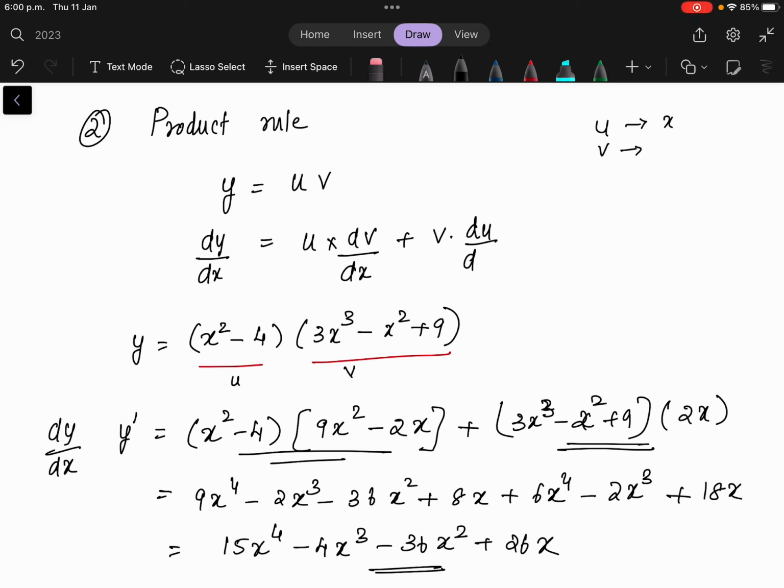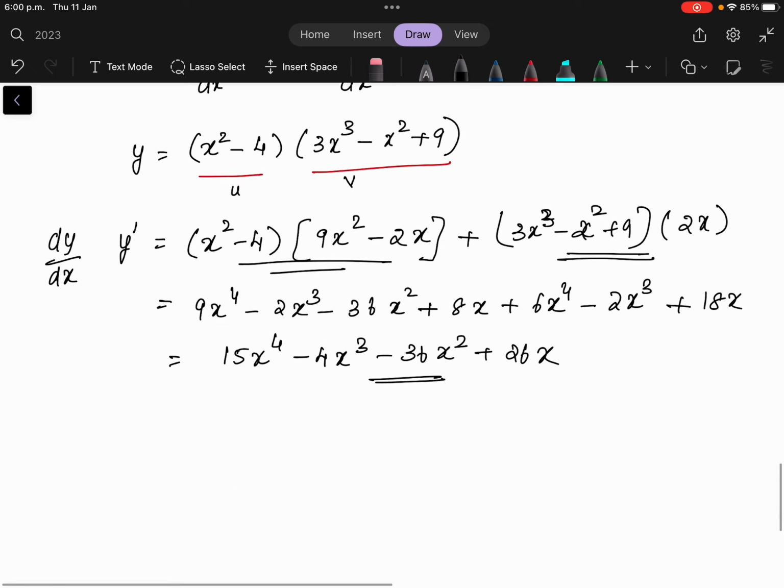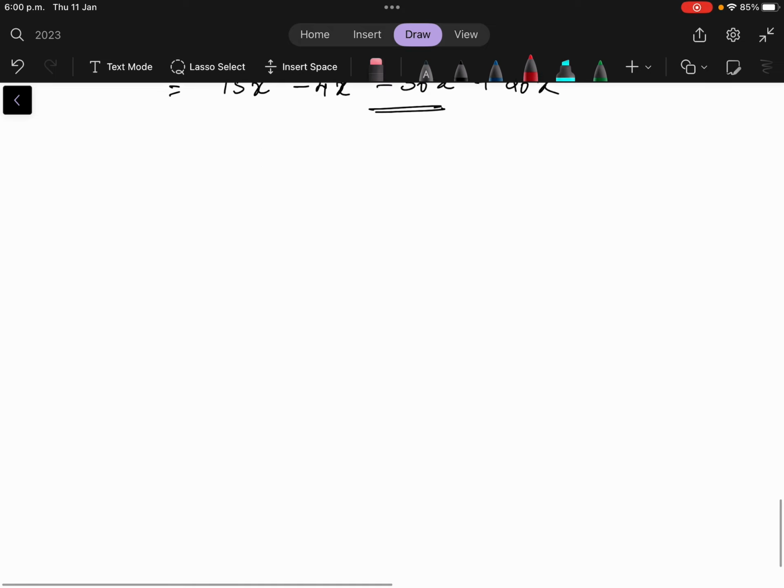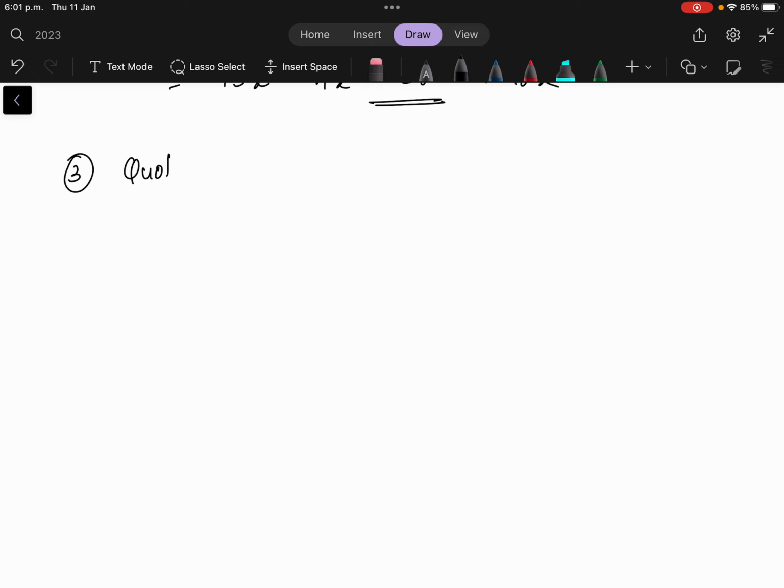So for any equations, you can work with the product rule if both the expressions have x in them and there is a multiplication. So if you remember, this is a multiplication here. Okay, now the third one is quotient rule.